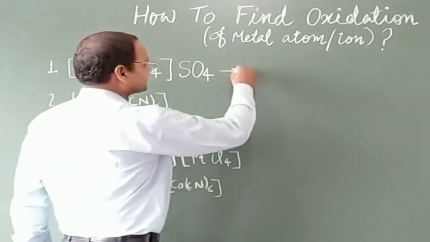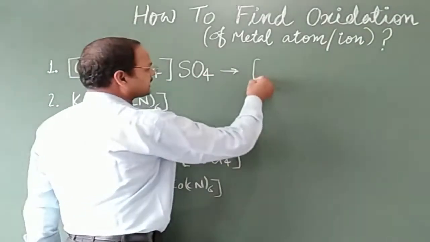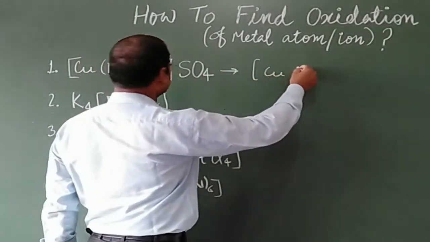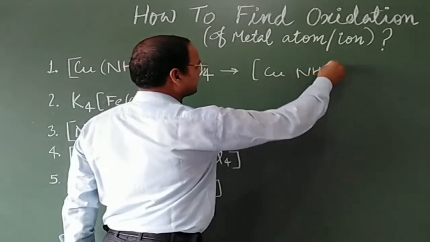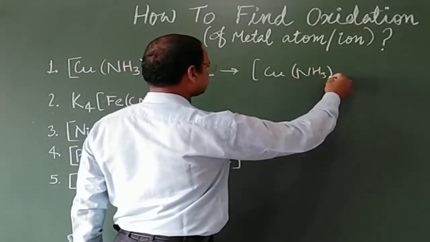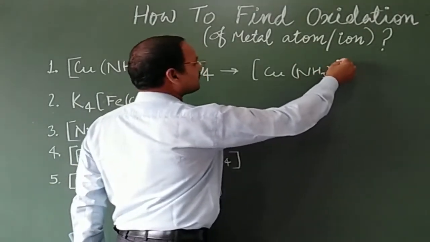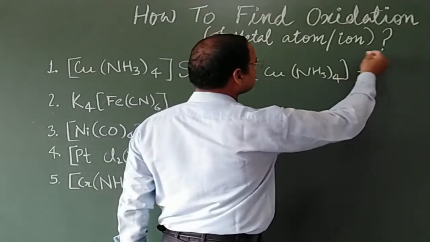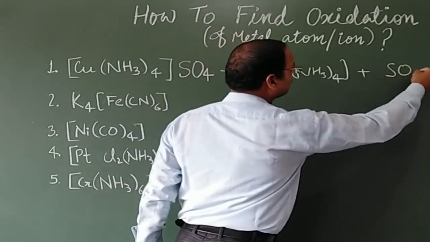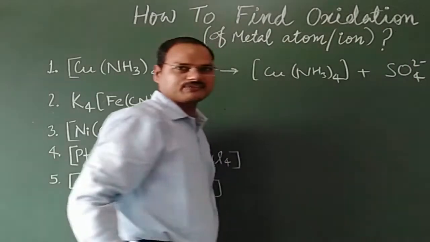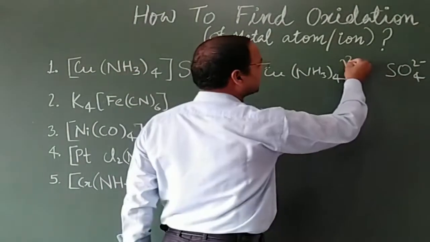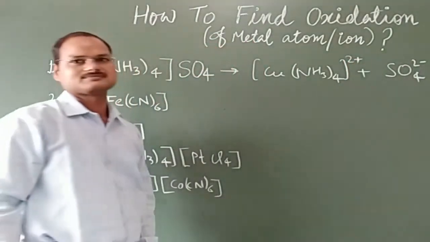Now it means in water it will give these 2 ions. You can see here NH3 means amine, that is 4, and SO4 2 negative. This is the sulfate ion. It means this ion will have 2 positive charge.